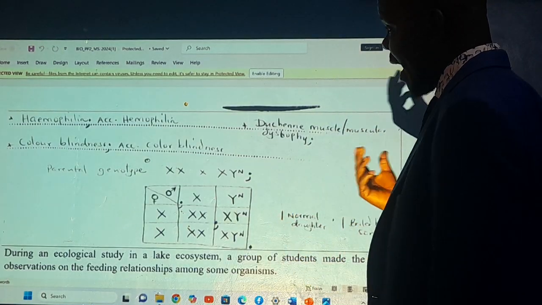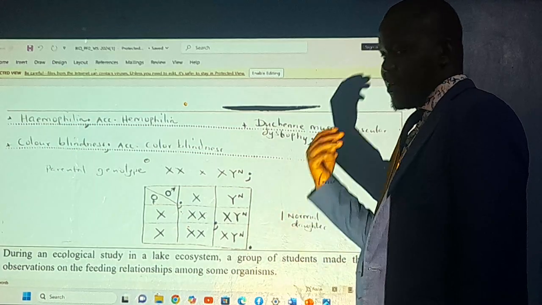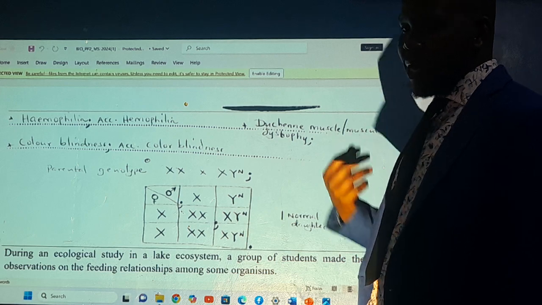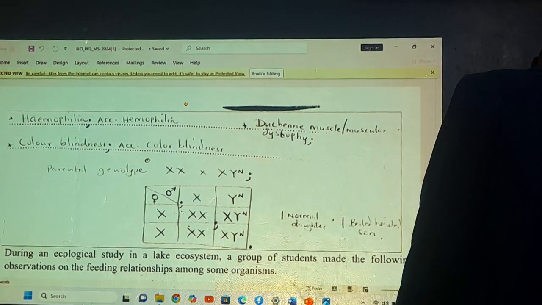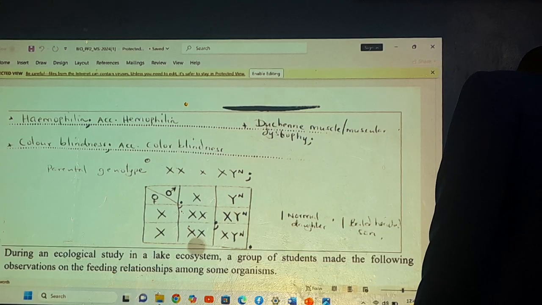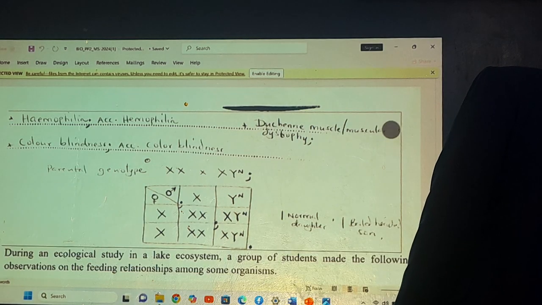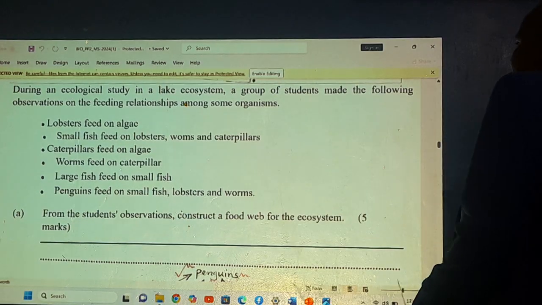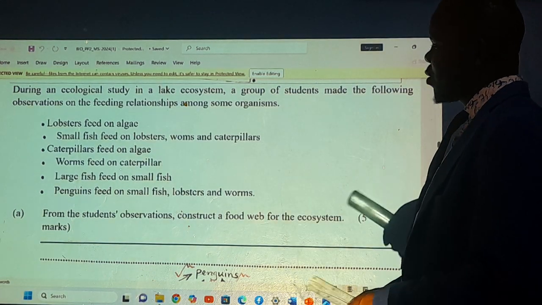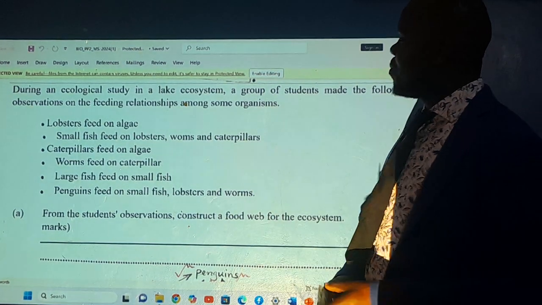So we are already at the 24th mark. We are saying we are going to 40 marks. Let's continue. This is another question now. This was number 3. It was about an ecology question, topic 2.